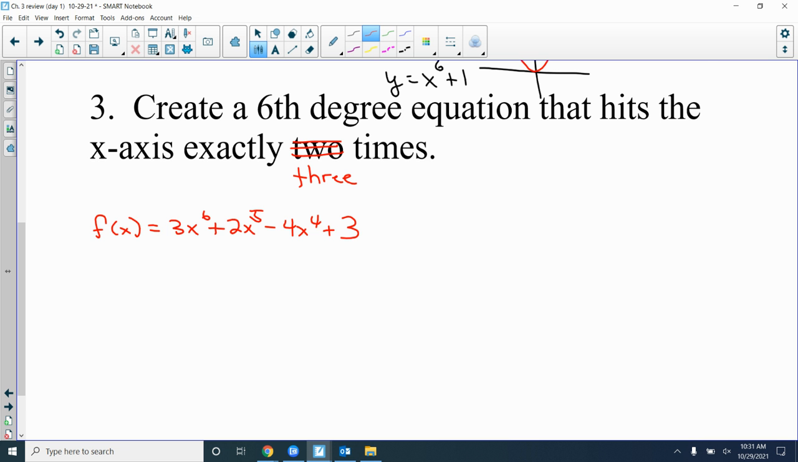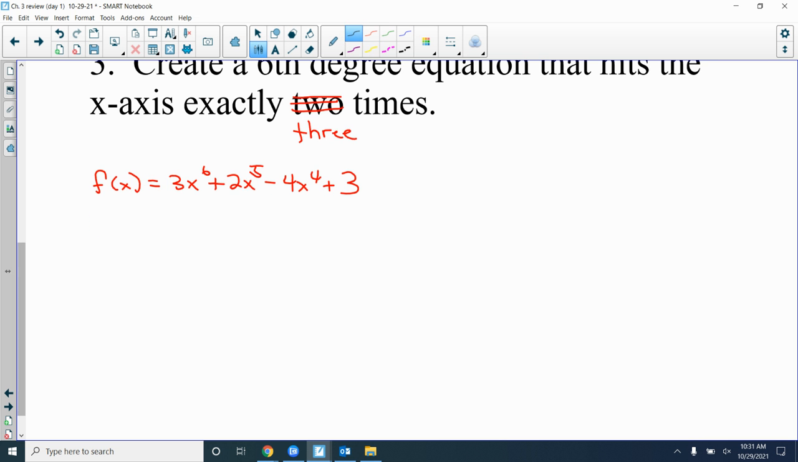All right, Dakota's figured it out. What do you got for an answer? I have x minus 1 in parentheses squared, x minus 2 in parentheses squared, and x minus 3 in parentheses squared. Okay, that's all you gotta do. It's gonna hit at 1, 2, and 3, and it's gonna bounce at each one, but it hits it 3 times, right? Can't hit it anywhere else.